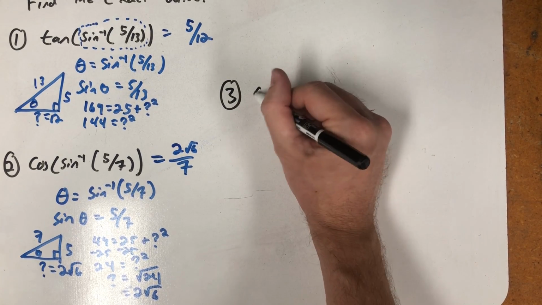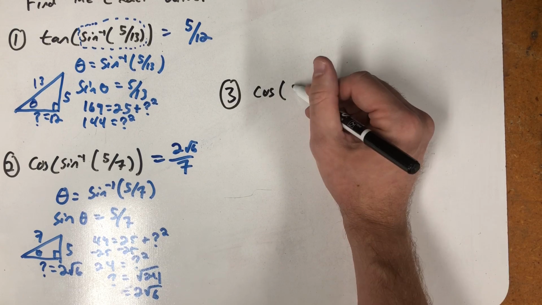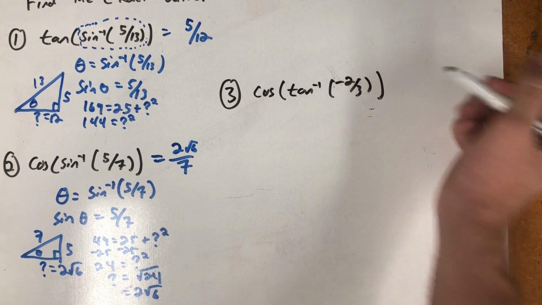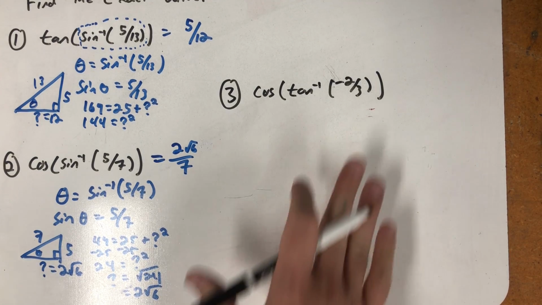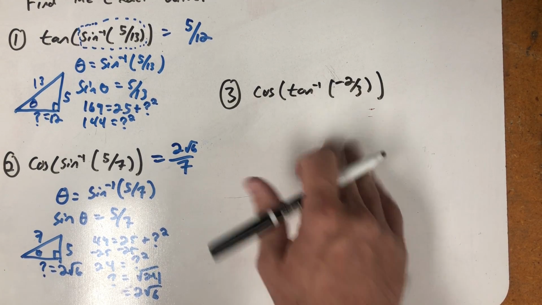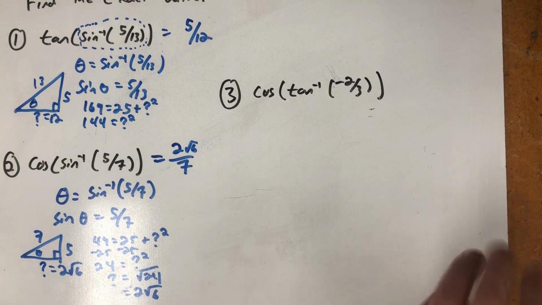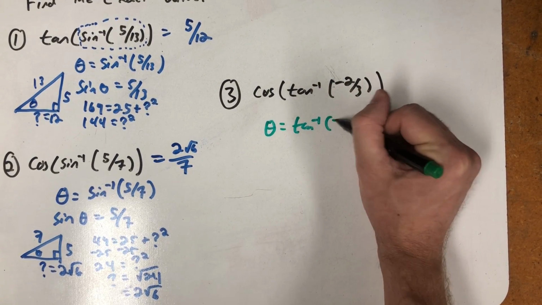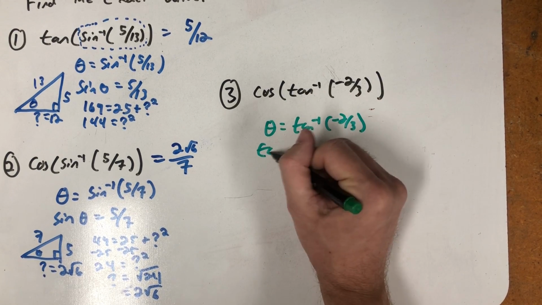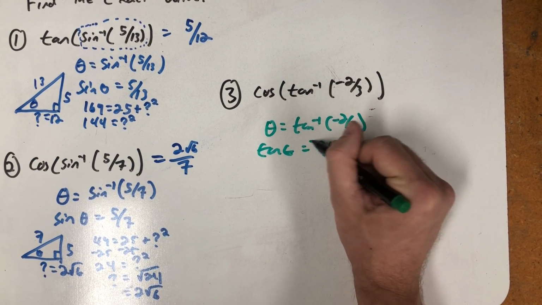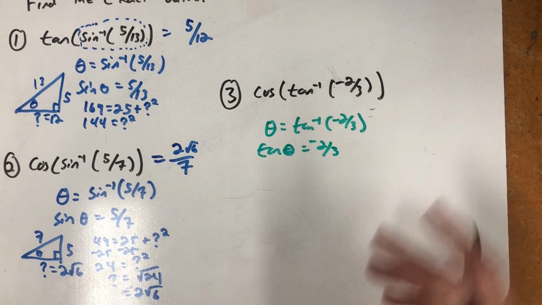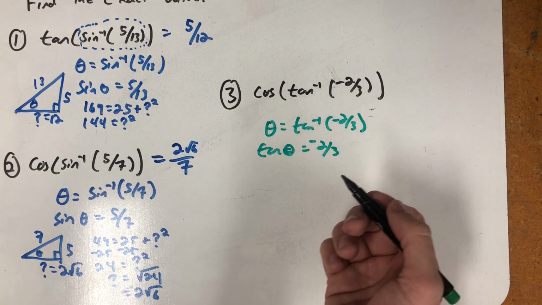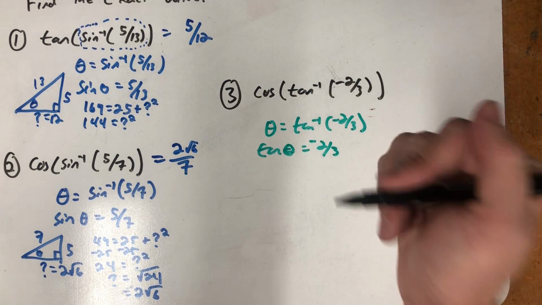So let's say someone asked us to find the cosine of the inverse tangent of -2/3. All right, so I think we see the extra little wrinkle here, right? That's not going to be a first quadrant angle. So I get theta is equal to the inverse tangent of -2/3. Tangent theta is equal to -2/3. All right, so right away I can tell you where theta is, because inverse tangent of theta has a range between -π and +π.